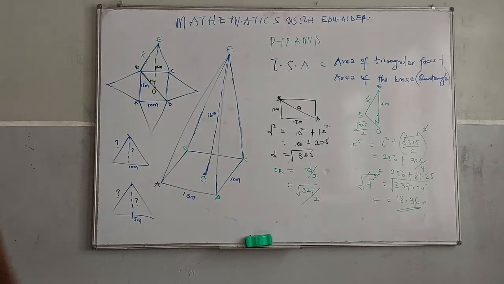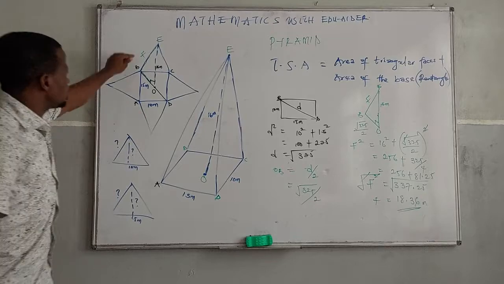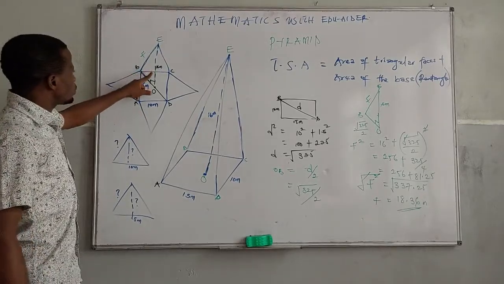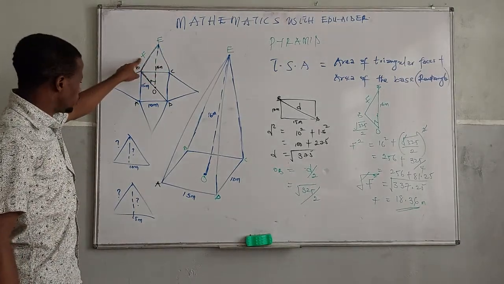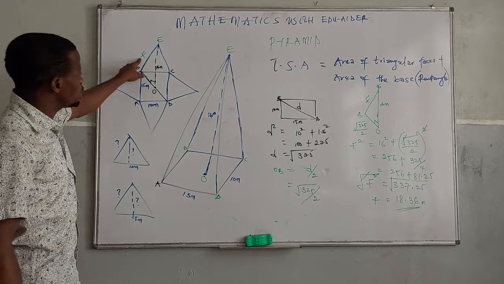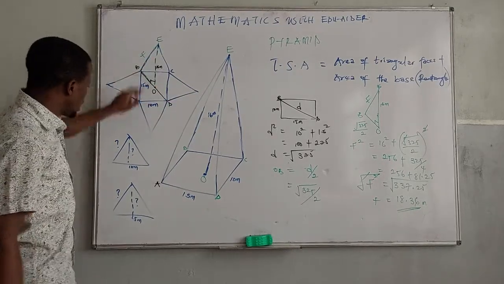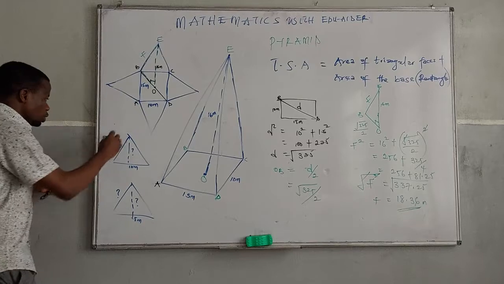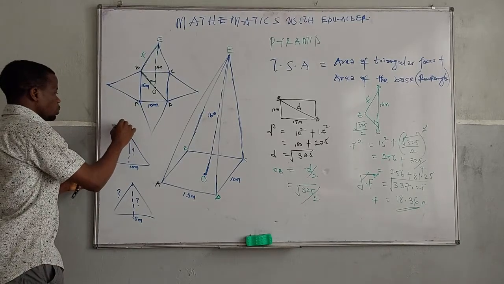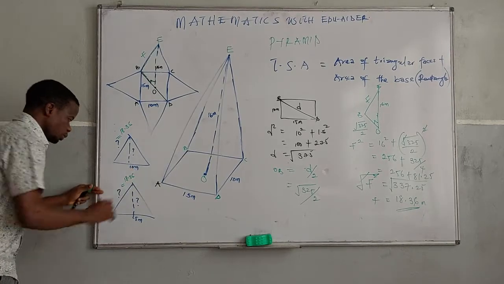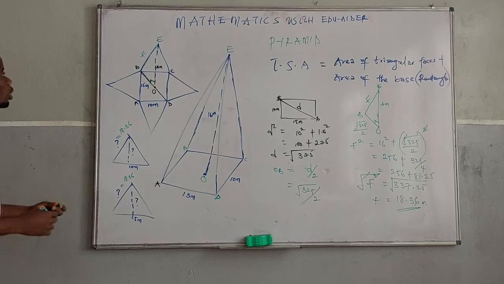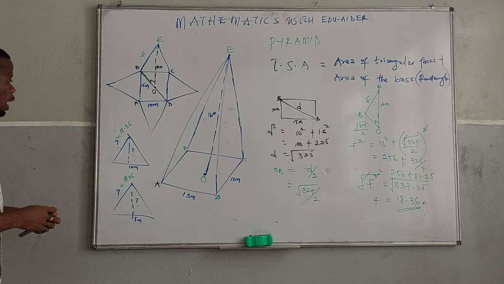Now, having gotten F, it's easier for us to find the area of this triangle. This whole triangle will have this side to be 18.36. The same thing with the other. So we can find the area of these two triangles now. This place is 18.36, the same thing with this place. So we now have heights that we are looking for, right? How can we get our heights?